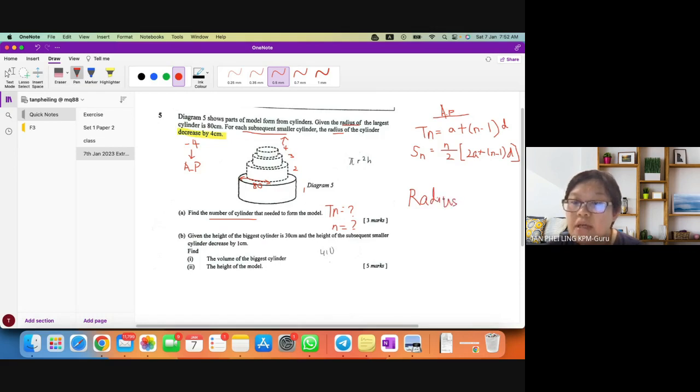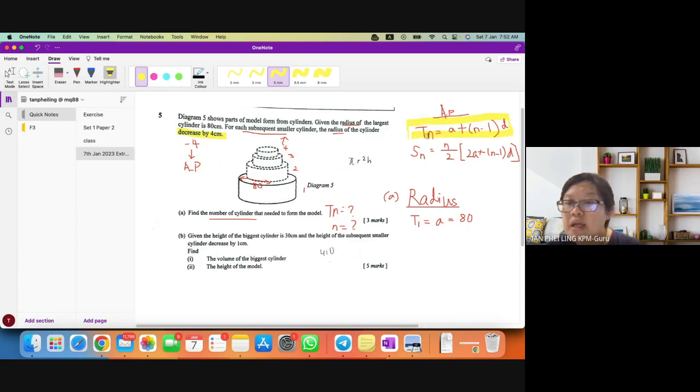Do you get me? First you must understand that progression can happen in terms of the radius, in terms of volume, or the height. For part A, they focus on the radius only. So the first radius, you call it T1 or the first term a, is 80. So your a is 80. Do they tell you about the common difference? So for Tn, you relate to this formula here: Tn equals a plus n minus 1 d.